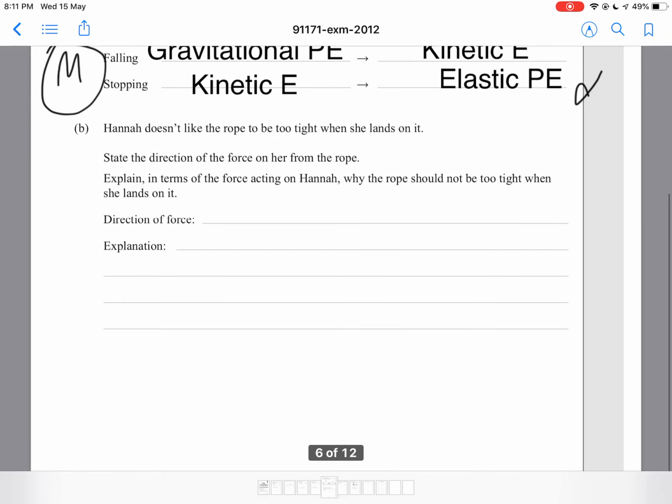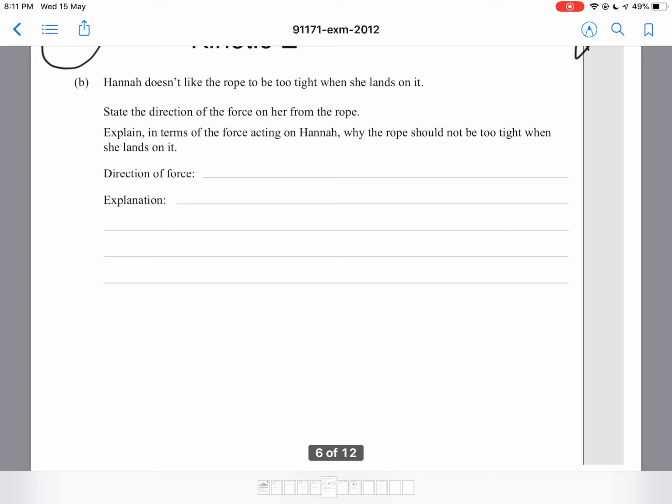Alright, let's move on to the next question. Hannah doesn't like the rope to be too tight when she lands on it. State the direction of the force on her from the rope. Explain in terms of the force acting on Hannah why the rope should not be too tight when she lands on it.